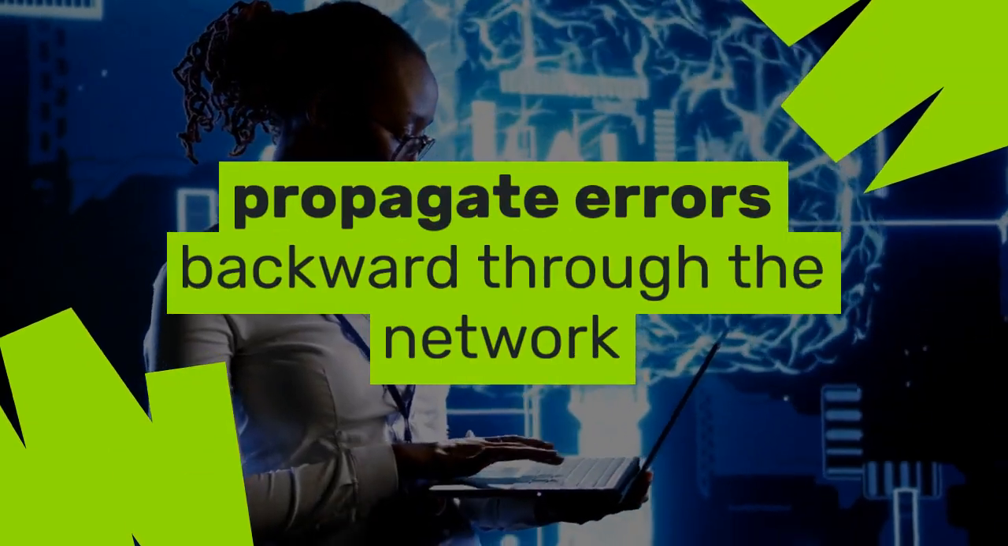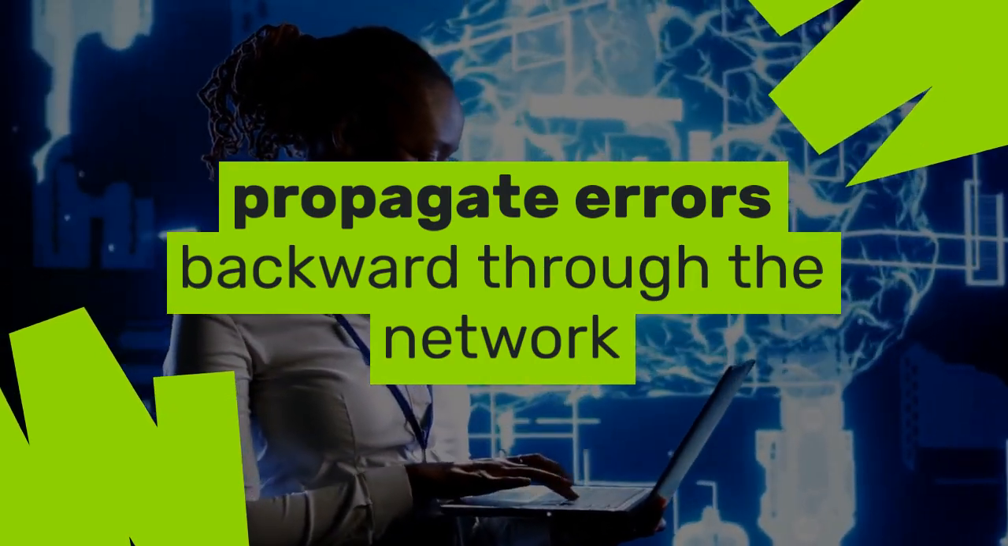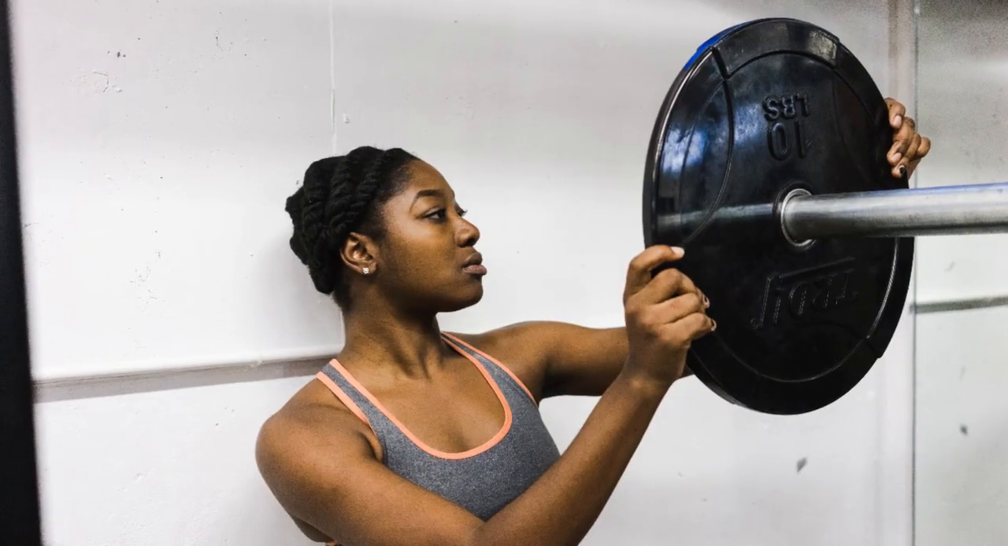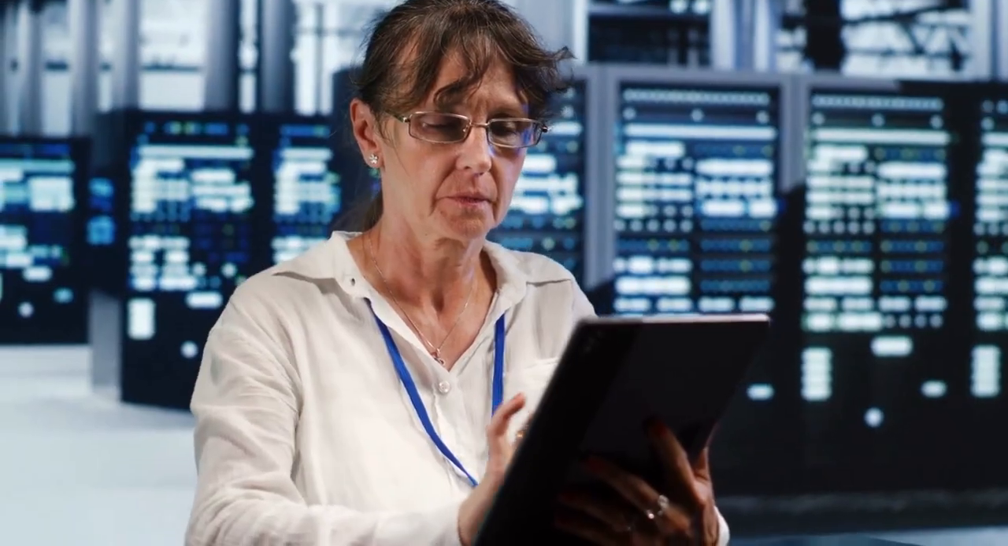Update weights and biases by propagating errors backward through the network, using gradient descent to minimize the loss. Iterate through the dataset, adjusting weights and biases, fine-tuning the network to minimize the loss.